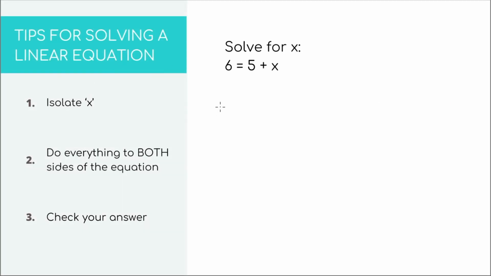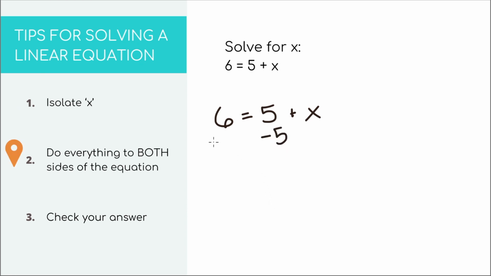Last one. Now we have 6 equals 5 plus x. This equation looks a little weird because the x is on the right side, but it doesn't matter, it's the same concept. Since all of our x's are already on the right side, let's move all of our numbers to the left side. And in order to do that, let's subtract 5.